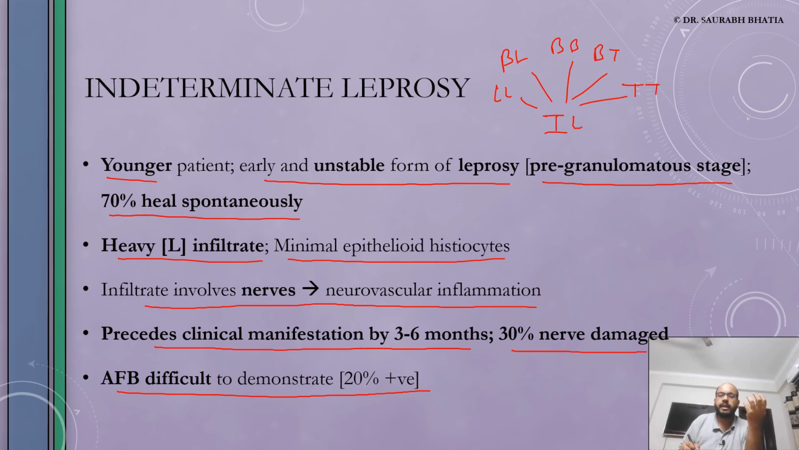Okay? Remember that in indeterminate leprosy, it's an early stage. The granulomas are not yet formed, and you will only see a perineural lymphocytic infiltrate. Okay, let's move forward.